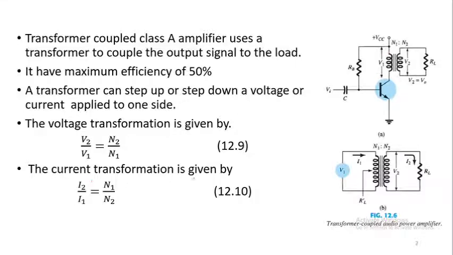And the current transformation is given by I2 over I1 is equal to N1 over N2. Actually this is the inverse of the voltage relation, since this is I2 by I1. So in case of current, it is actually N1 over N2. N1 is the number of turns at the primary side, and N2 is the number of turns at the secondary side of the transformer.